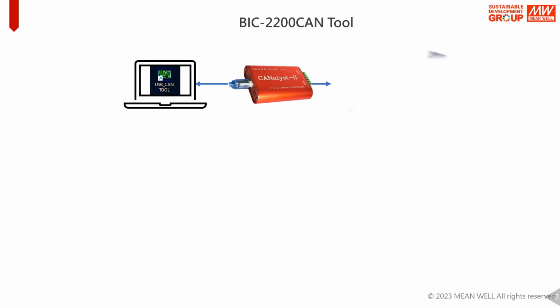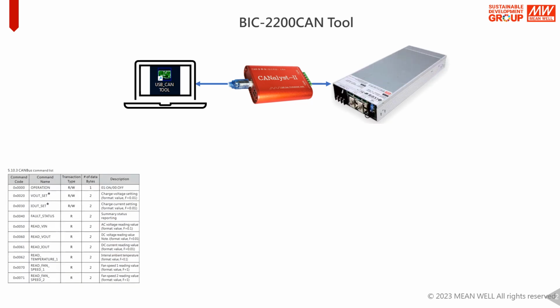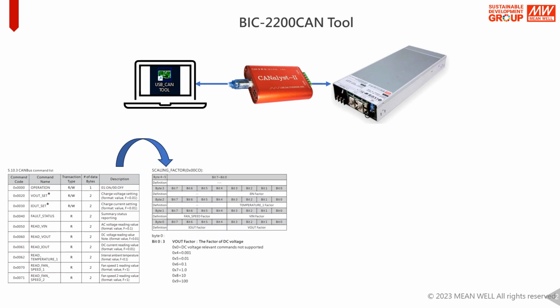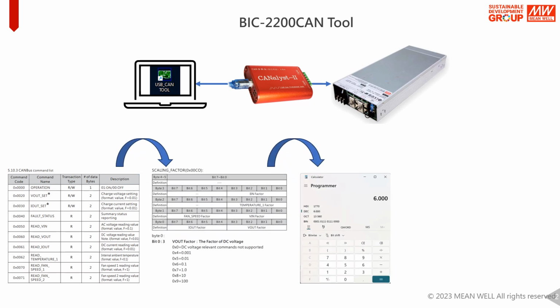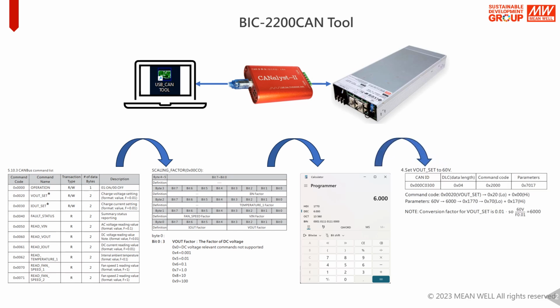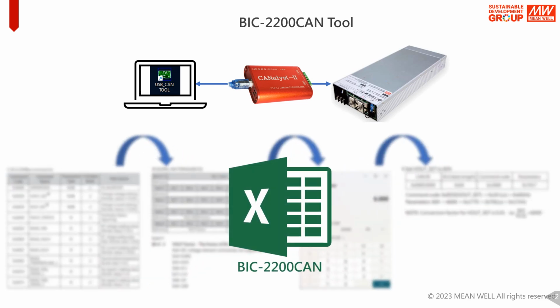In this short presentation, we would like to introduce you to an easier way to create CAN bus commands for BIC 2200. With this new tool, you will not have to look at the user manual for command code, check the scaling factor when converting data from decimal to hexadecimal, or remember to reverse high and low bytes before the command is sent.